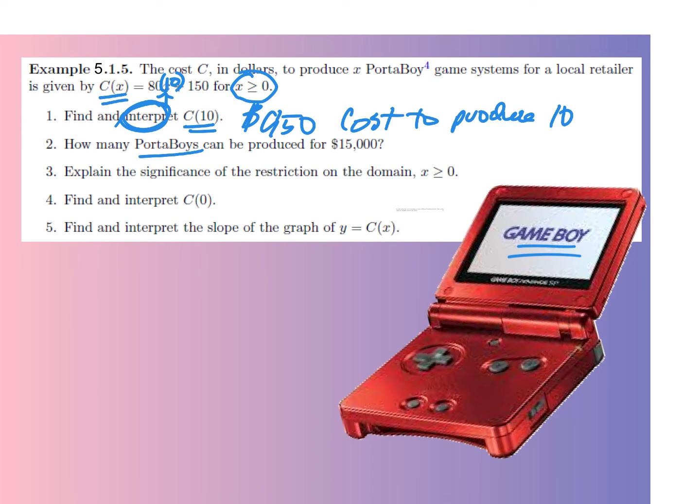How many Portaboys can be produced for 15,000? Where would I put the 15,000, everybody? Don't put it in X. Where do you put it? Just say it. You put it where the C of X is. Yep. That becomes the 15,000 and you could solve, right?